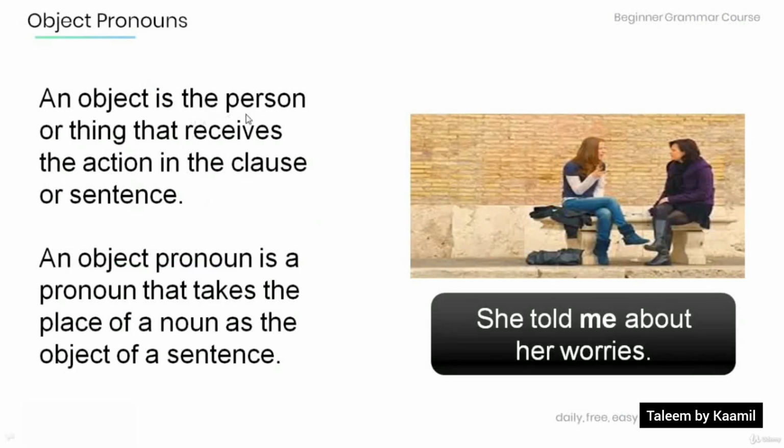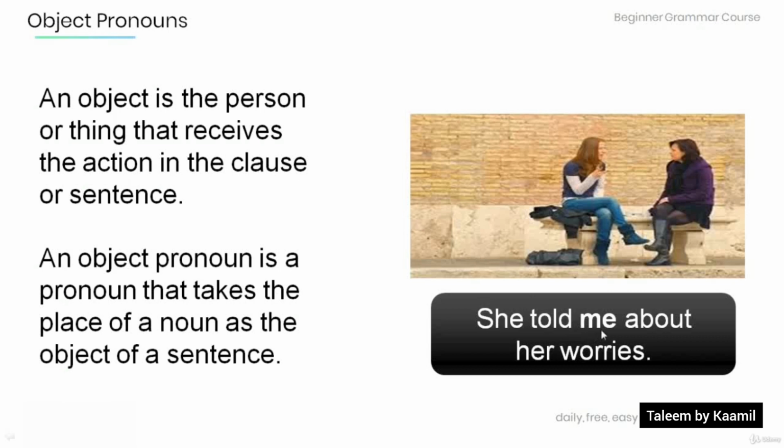An object is the person or thing that receives the action in the clause or sentence. Now, an object pronoun is a pronoun that takes the place of a noun as the object of a sentence. For example, in this sentence, she told me about her worries. The word me is an object pronoun because it refers to the person that is receiving the action.